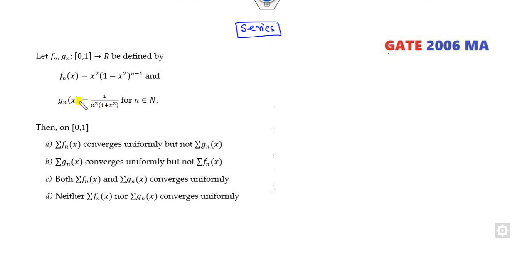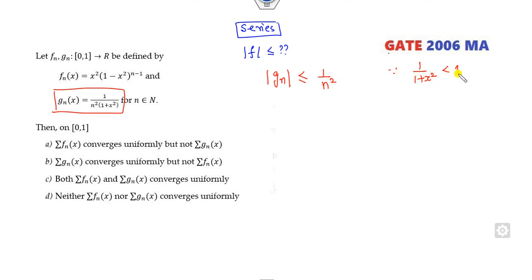So the rule is, you have to start with the absolute value and write this here. Firstly, think about g of n. What is the g of n? You can clearly say this is less than 1 by n square. Why? Because 1 over 1 plus x square is always less than 1 when x lies between 0 and 1. So clearly this series is convergent by the p test. Fine. So once this is convergent, it means g is uniformly convergent.